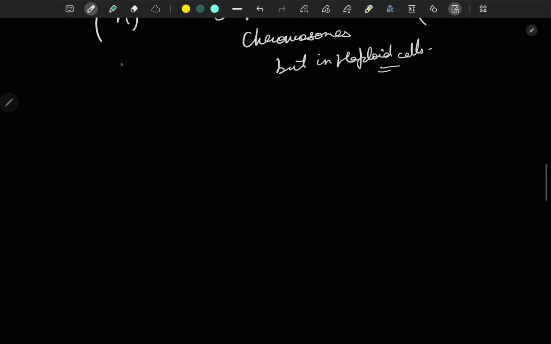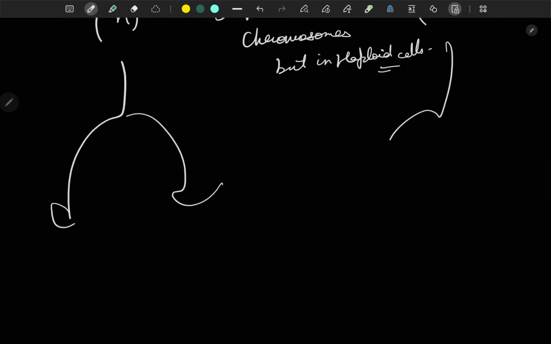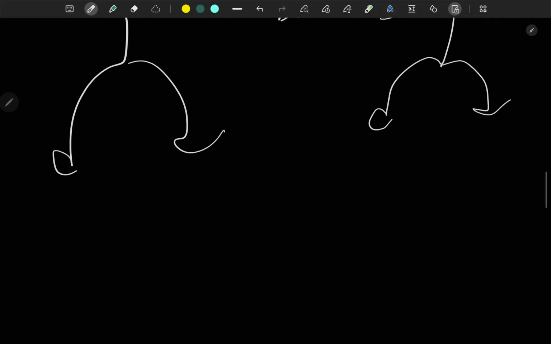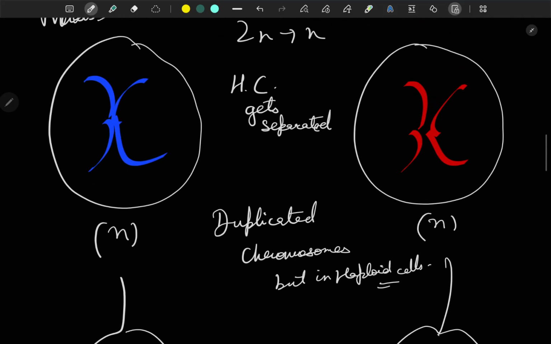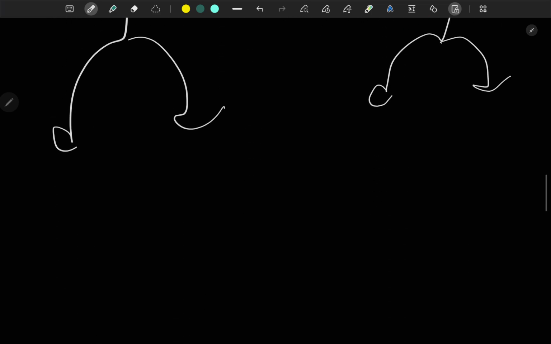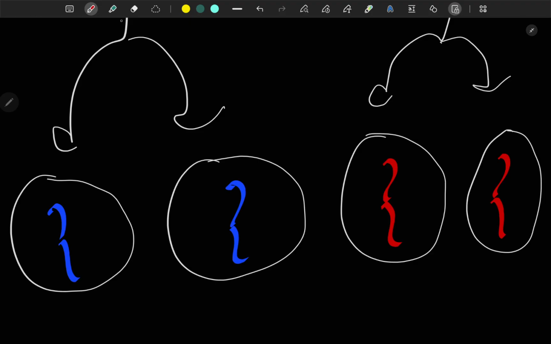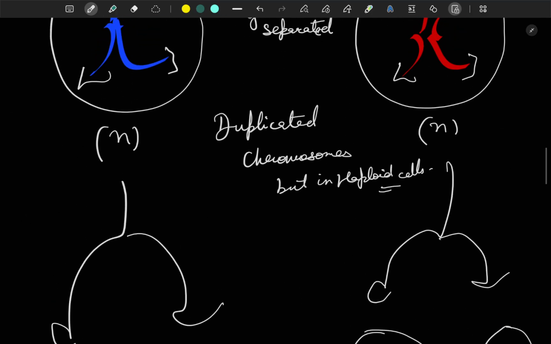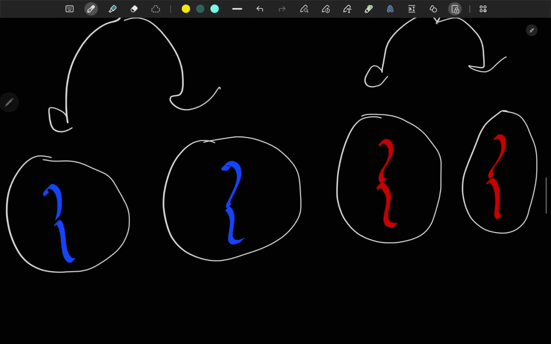Now further division took place. What happened here is, these are called sister chromatids. What do you think happened? I gave you a hint. See this. Yeah, you guessed it right. Sister chromatids, I'm writing it SC, get separated into four cells.